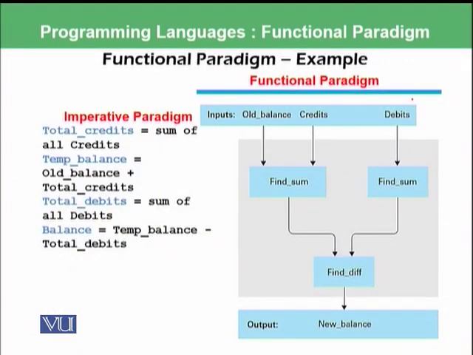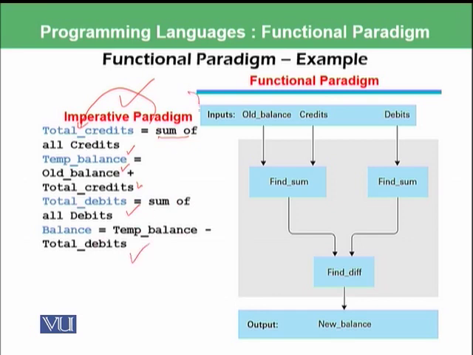So here is a program written in the imperative paradigm which we have discussed previously. We have total credits assigned as the sum of all credits. So this means all of the credits and their sum should be put in a variable known as total credits, and then old balance and total credits should also be added to form the temp balance, and then total debits are the sum of all debits, and then balance will be temp balance minus total debits.